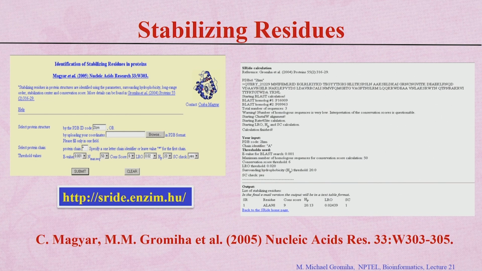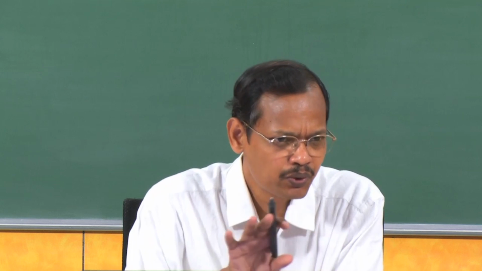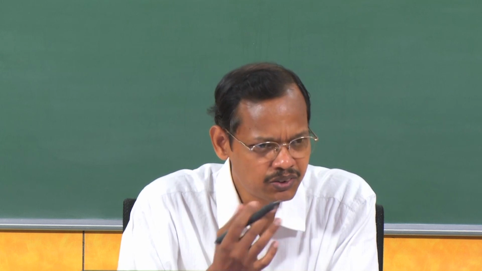Then the threshold values are not fixed, because we give the option to select them. You can use the E value mainly for the alignment, and the conservation score, long range order, hydrophobicity or stabilizing center. You can give these values, and then you can get the residues identified as stabilizing residues in any protein structure. When they developed this program, they started with TIM barrel proteins, because they have specific characteristics, then extended it to different types of proteins. Now you can use it for any protein: give these threshold values and your PDB ID, and you can get the stabilizing residues for any particular protein.